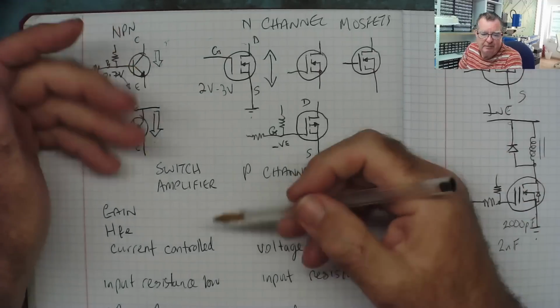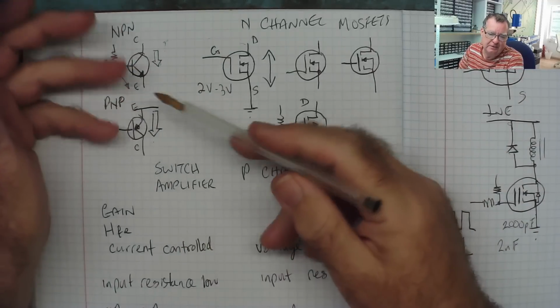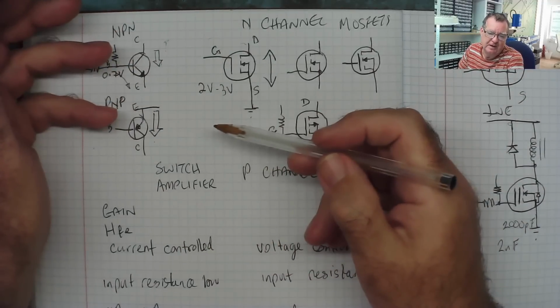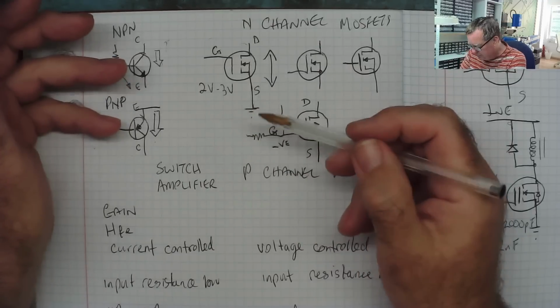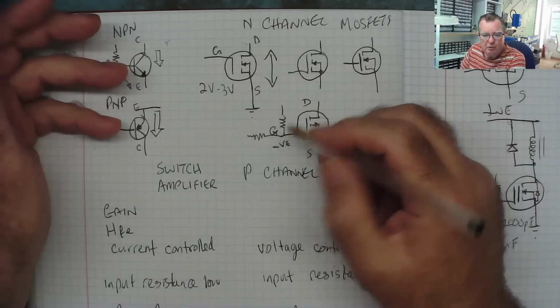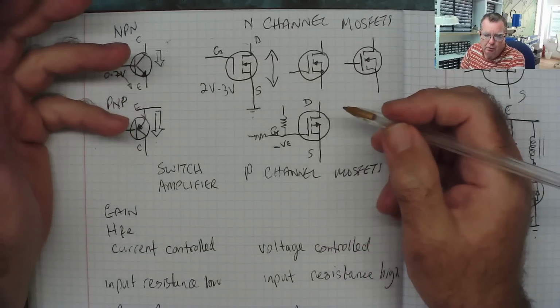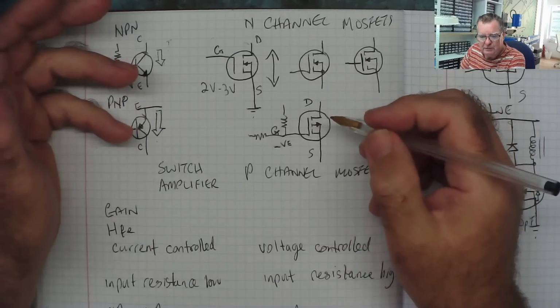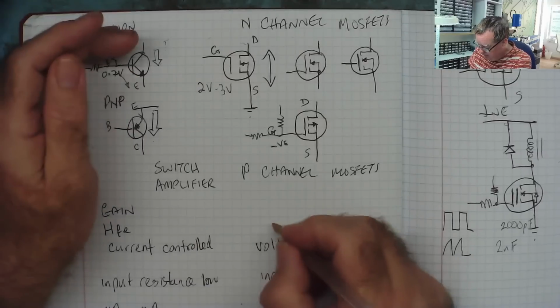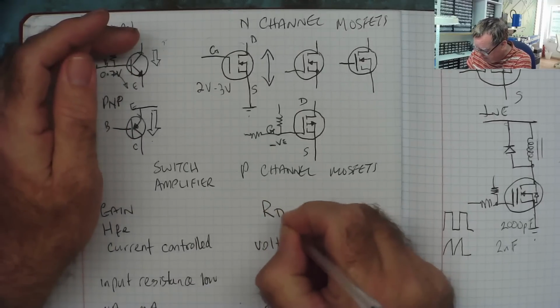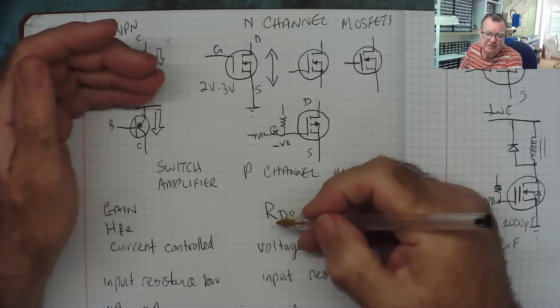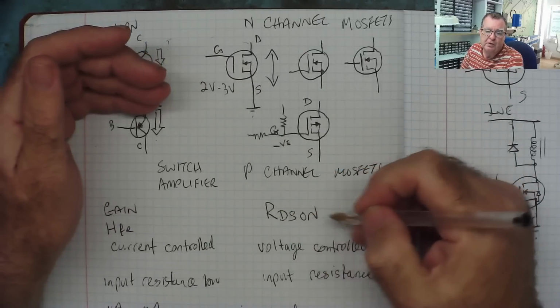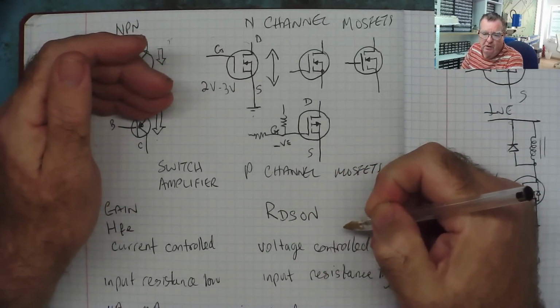Does a MOSFET have gain like a transistor has gain when it's used as an amplifier? And the answer is it doesn't in the same way, because there's no gate current, there's no current flowing, so there is no current gain. But what a MOSFET does have is a parameter called Rdson. And this is the resistance between the drain and the source when the MOSFET is turned on.